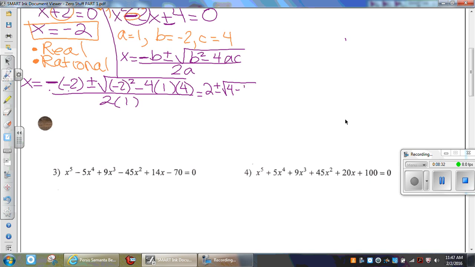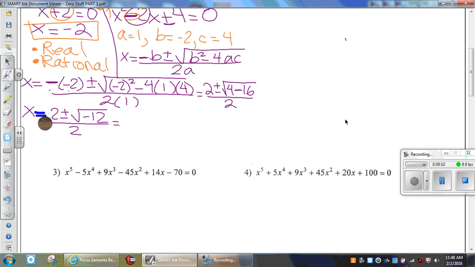-16. Thank you. -16. And you guys, can you start noticing something? That it's going to be negative, so... Negative where? Inside the radical. So at this point, we have 2 plus minus the square root of -12 over 2.